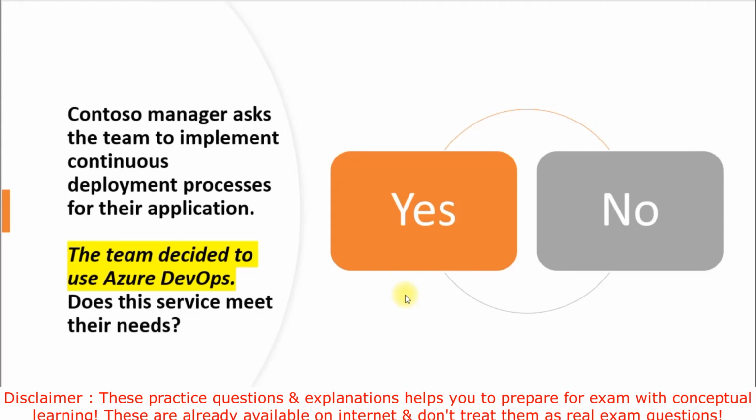So the thing is, before answering this question, we need to understand what exactly this Azure DevOps service is. Actually, Azure DevOps comes with a pipeline feature that allows developers to create a CI/CD pipeline, that is continuous integration and continuous deployment, for their application easily. So here they are talking about continuous deployment. So yes, this is the correct service. So the team can use it.